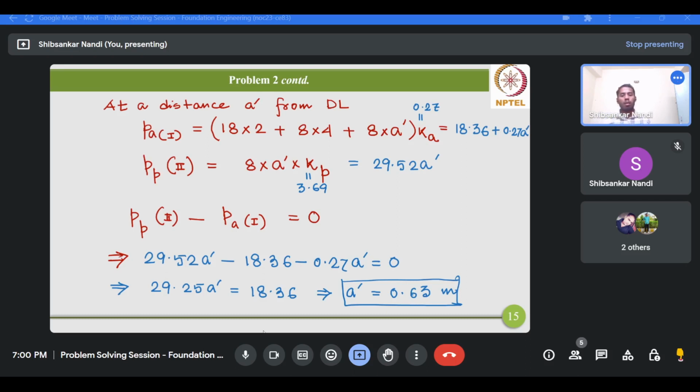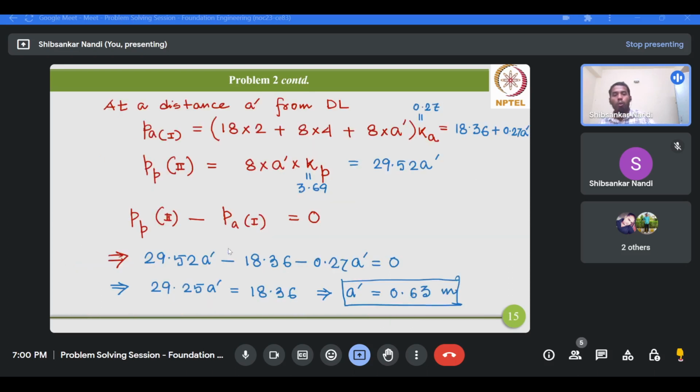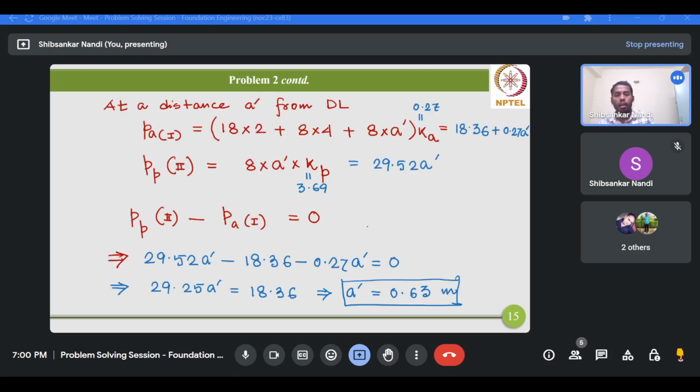In rounding of these values, there may be a mistake. Okay, it's fine. So 0.63 meter, this value we have got for A prime. It is better practice to always put the values at the final stage. If you put all the values in the final stage, you will have a slightly different value.